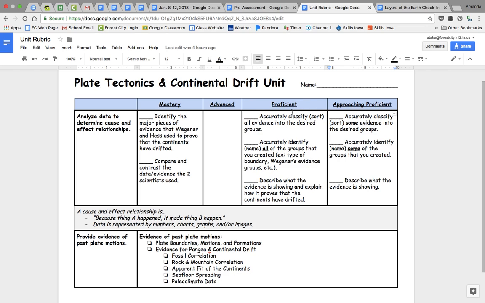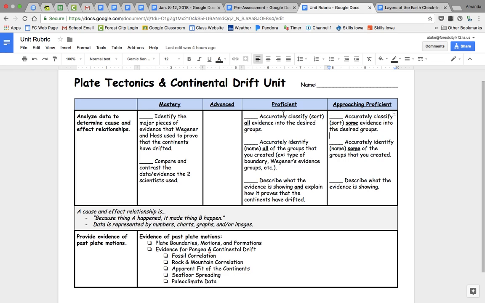So we'll start in the proficient category. To be proficient, you need to do 3 things, just like last time. You need to sort, identify, and explain. So to be proficient, it says accurately classify or sort all evidence into the desired groups. And then to be approaching proficient, it would be accurately sorting some of the things into the desired groups. So you might get some wrong.